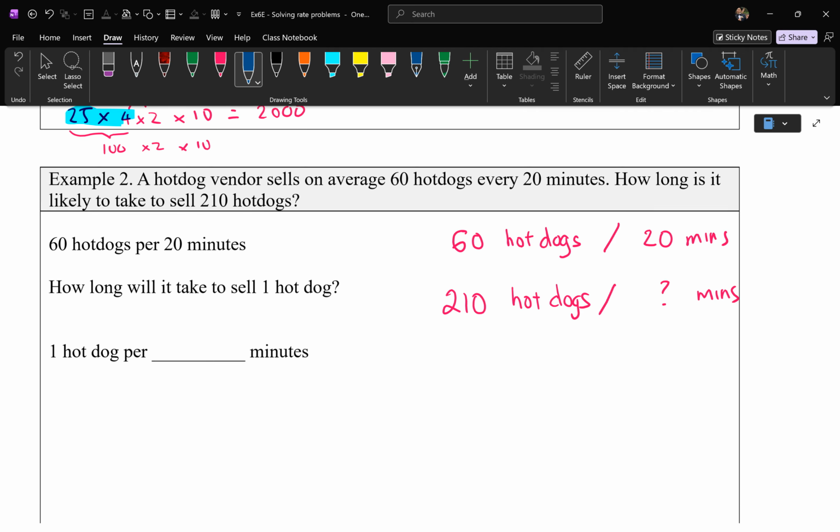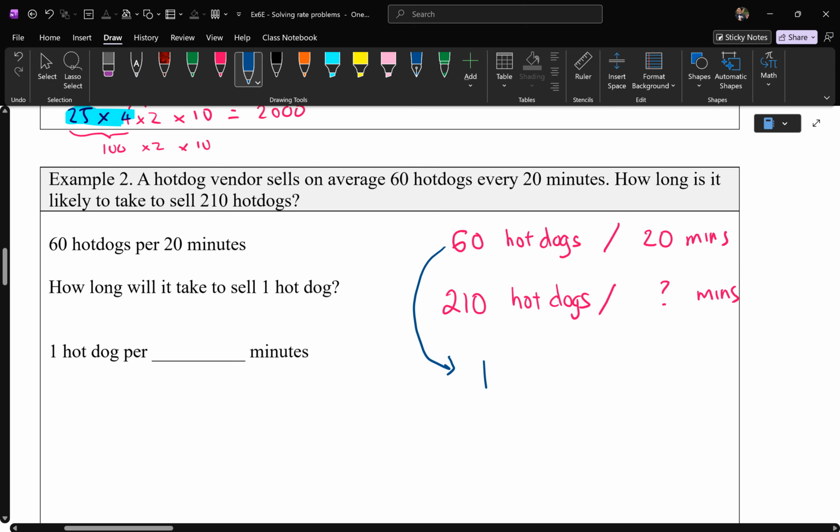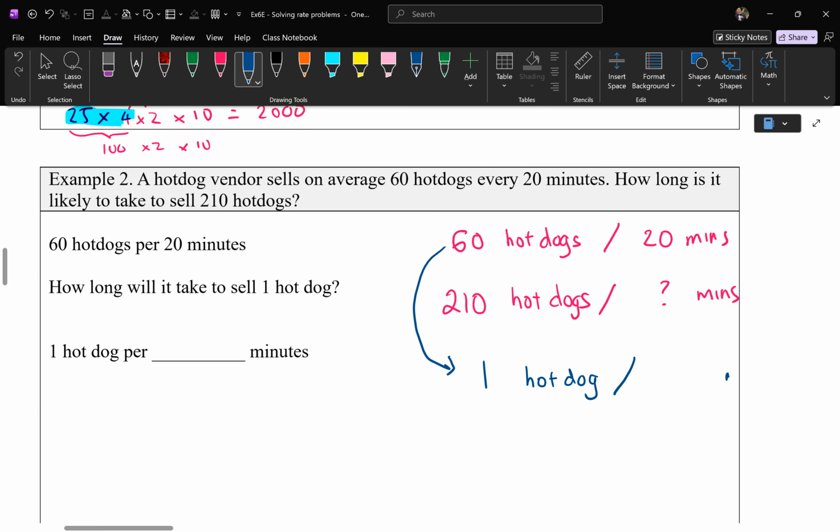See, unlike before, if you had it in simplest form, you can then work towards figuring out how long it is. But the problem is that it's not the per minutes that you needed. It's actually per hot dog that you needed. So that's another way of doing it. So in my example, I got you to try to figure out, well, how long does it take just to sell, on average, 1 hot dog? Okay?